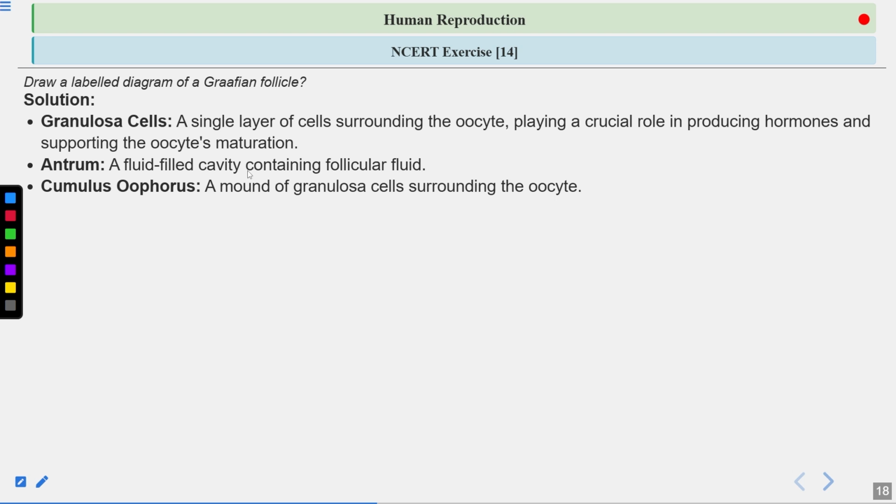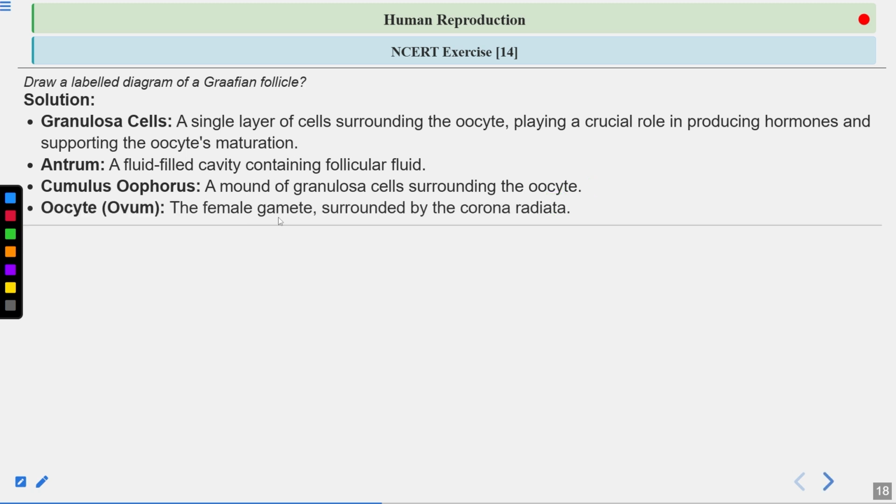Then there is the cumulus oophorus, which is the mass of granulosa cells surrounding the oocyte. Basically, the cumulus oophorus is a stalk through which the oocyte is connected to the follicle. So this is the oocyte, and around it there is a layer of follicular cells. This inner oocyte is connected to the follicular cells with the help of a stalk. The stalk is known as the cumulus oophorus.